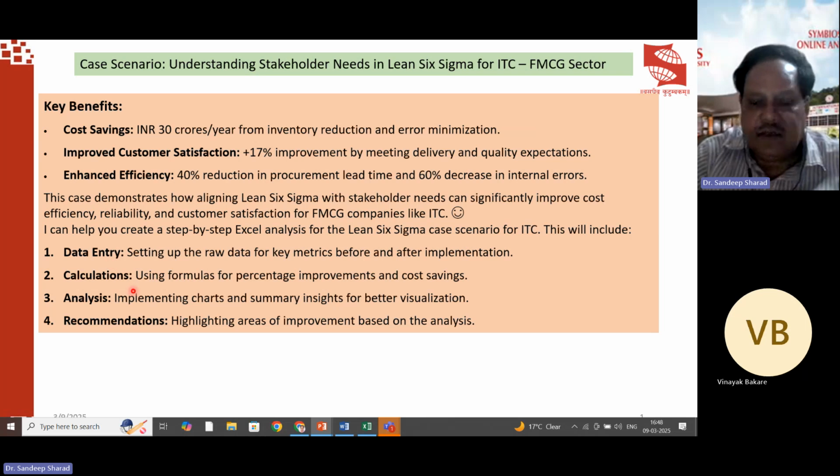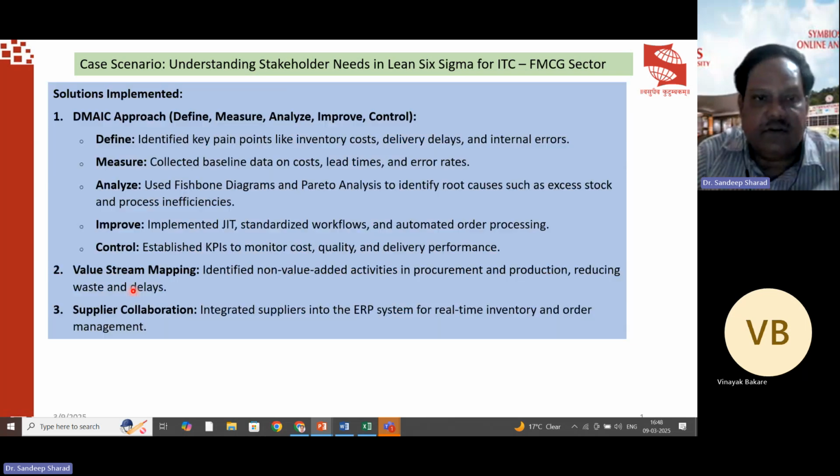Data entry, calculation, analysis, and recommendations can also be carried out in the case scenario of understanding the stakeholder need in Lean Six Sigma. If we approach with the solution implemented, we are going to discuss in detail. First, identify the key pain points like inventory cost, delivery delay, and internal error with respect to ITC, the present case scenario.